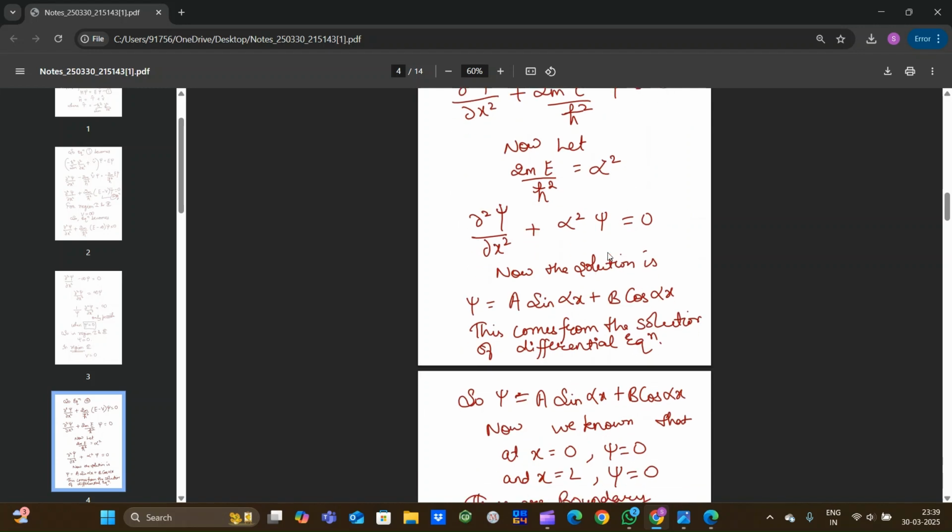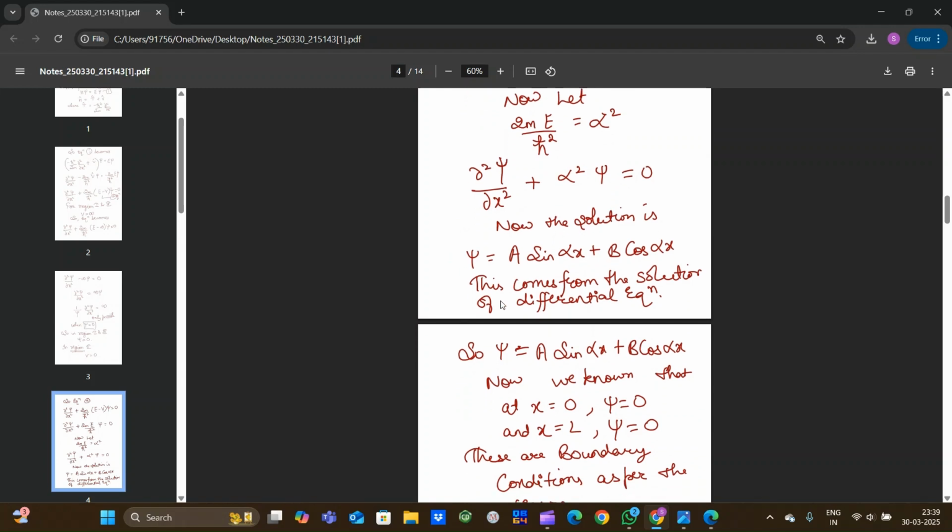Now the solution of this equation is related to differential equations in mathematics, and we will not go there. We will directly use the solution. If there is an equation of such a case, then the solution will be like this: psi is equal to A sine alpha x plus B cos alpha x. So the value of this psi will depend upon alpha and x.